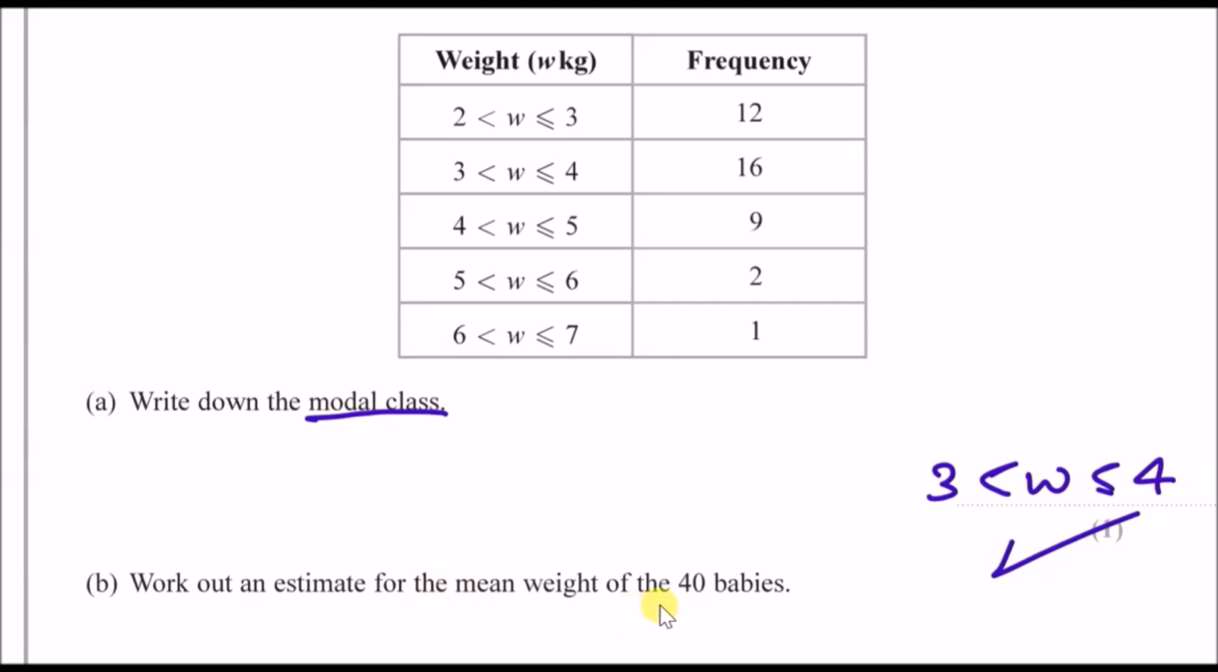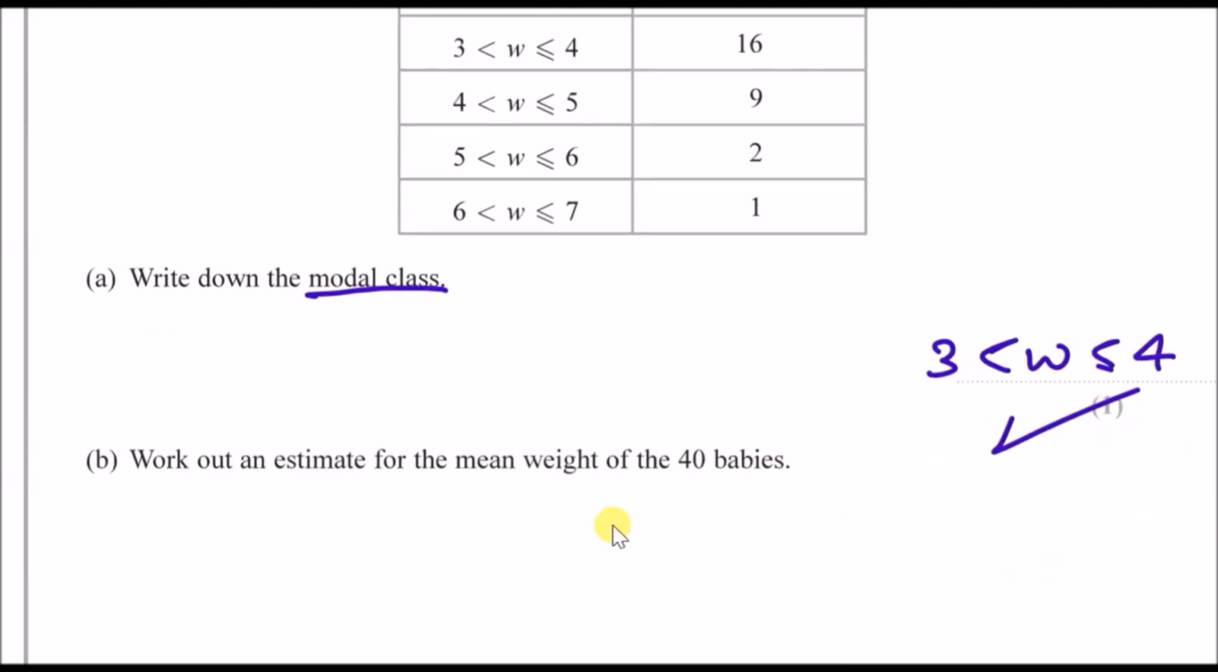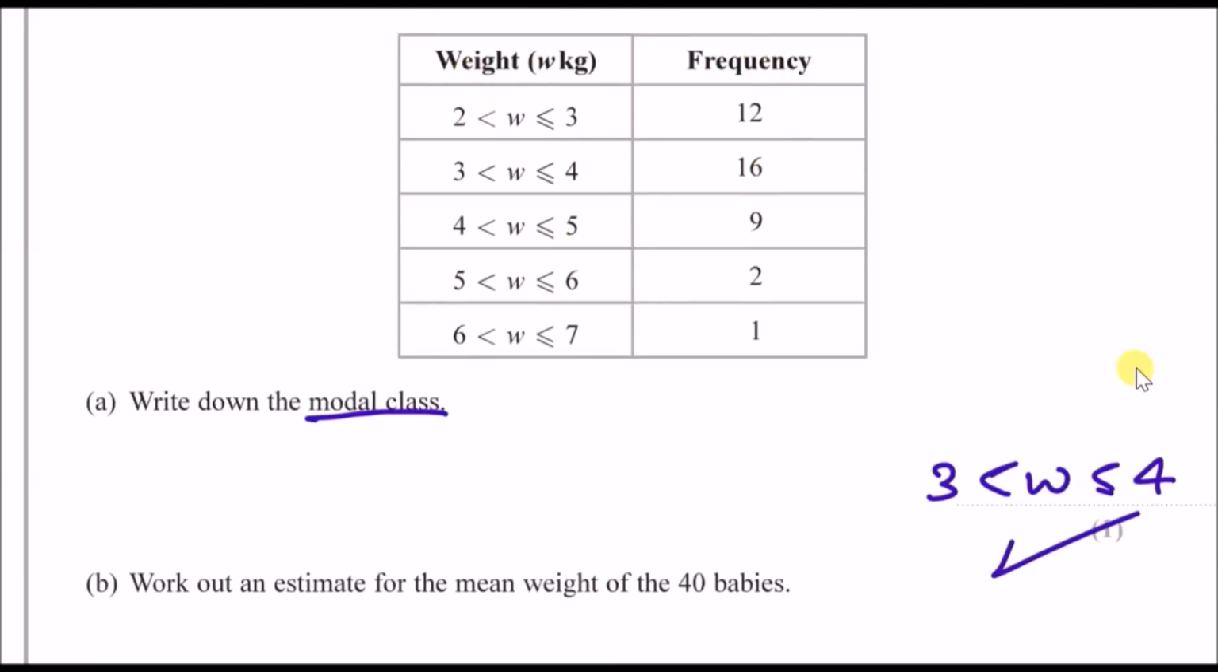Okay, so in order to work out the mean weight, we need 2 things. The first thing we need is the total weight of all these babies. And because you've got a frequency table, the best way to get total weight is to find the midpoint first and multiply against the frequency, then add them up. Okay, so let's write here.